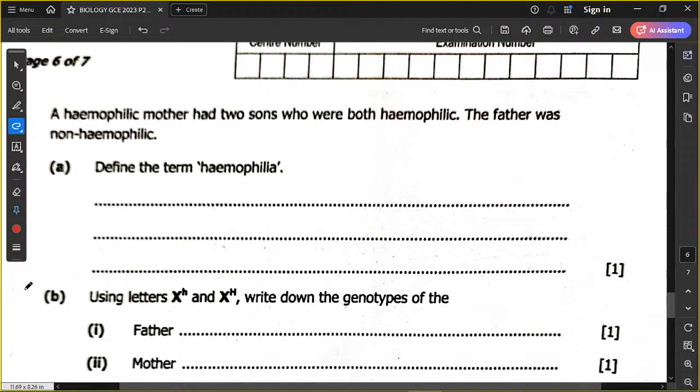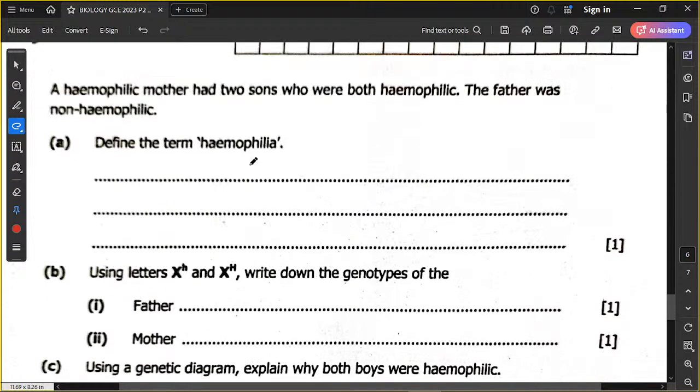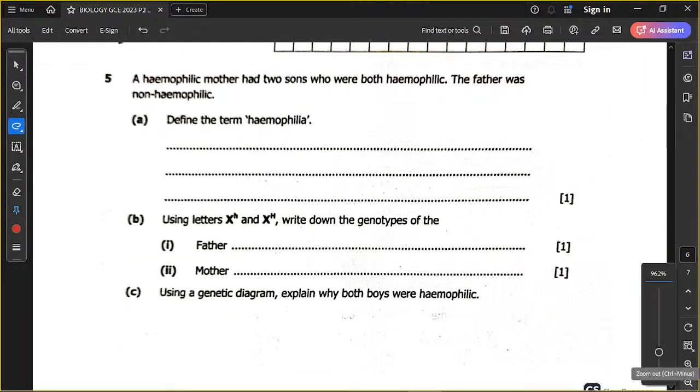We come to question 5, sorry, I don't know why I'm saying 4. It should be question 5. The question goes as follows: a hemophilic mother had 2 sons who were both hemophilic. The father was non-hemophilic. A. Define the term hemophilia.